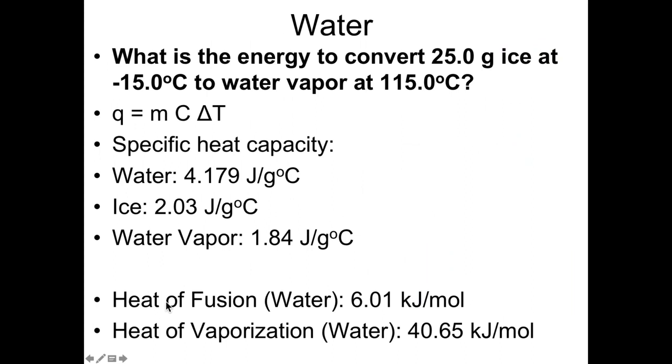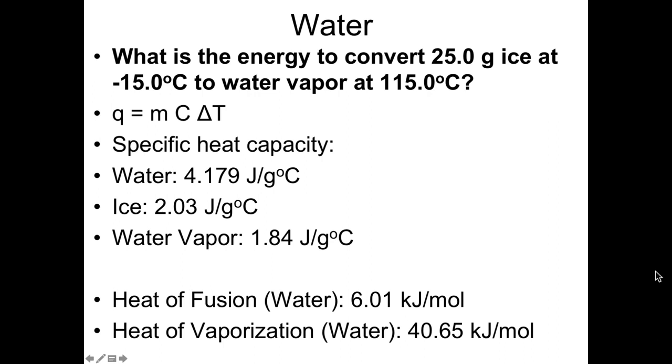So we're going to work through this problem, and I want you guys to try to give this a shot first before you look forward. The question I have for you: what's the energy to convert 25.0 grams of ice at -15 degrees Celsius to water vapor at 115? I gave you the Q equation. I have the specific heat capacities of water in its three states, the heat of fusion for going from solid to liquid, and the heat of vaporization for going from liquid to gas. So I want you guys to pause the video and try to determine what this is, and then I'll work it out on the next slide.